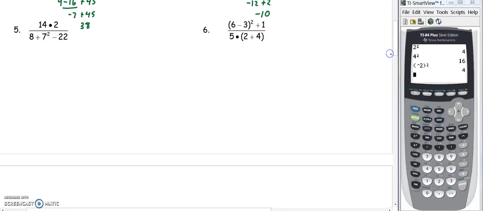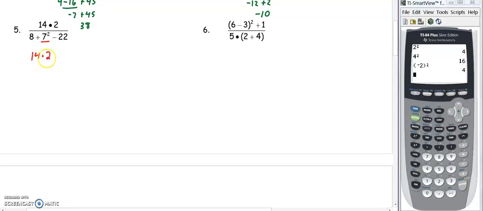Number 5, I have 14 times 2 over 8 plus 7 squared minus 22. So now I have a fraction with a numerator on the top and a denominator on the bottom. So I'm going to go through the order of operations still. And first I see that there's a 7 squared. So that's my first step.